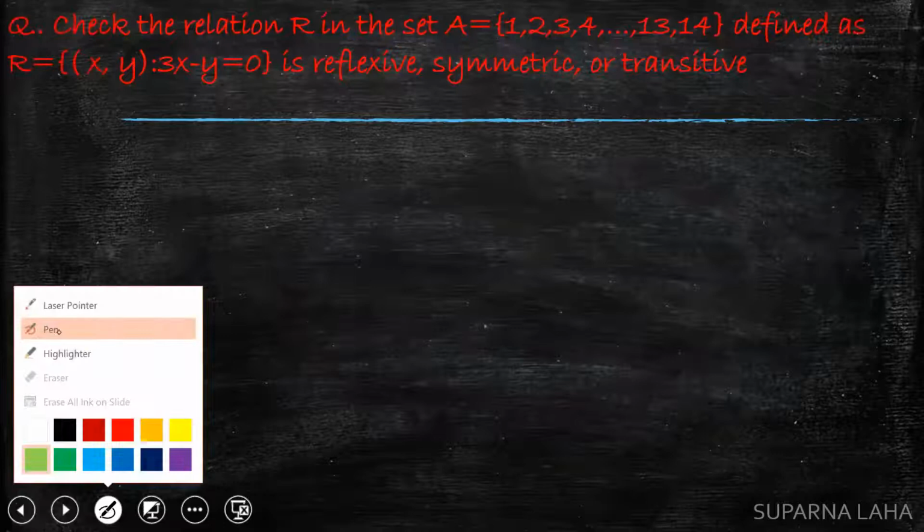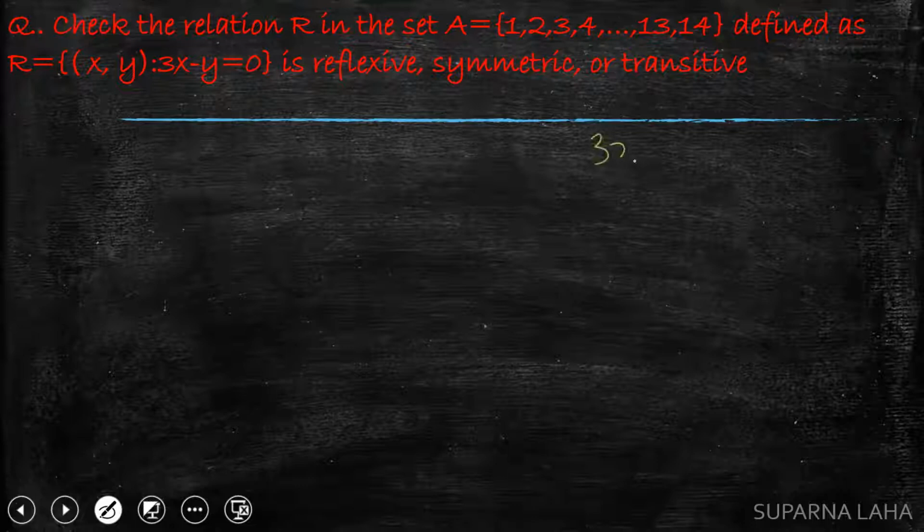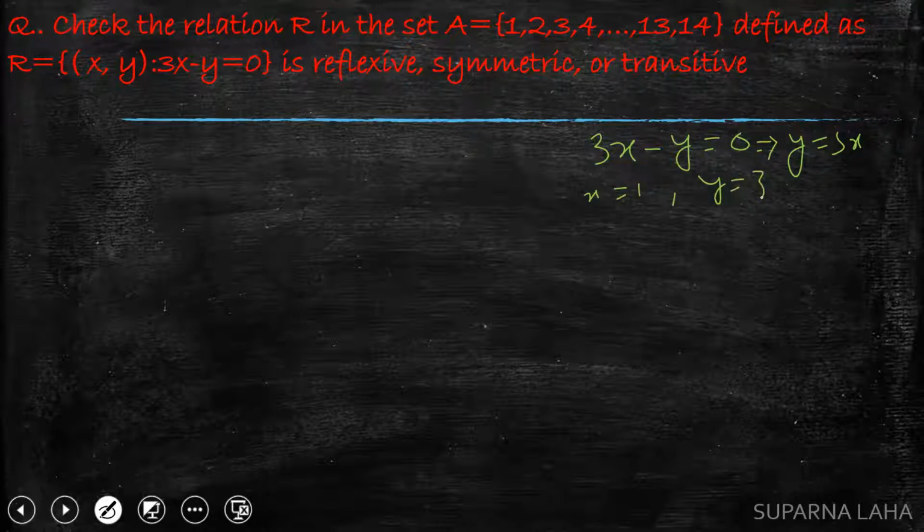So the first problem is a relation defined in a set A, and this relation is 3x minus y is equal to 0. That means y is equal to 3x. Now if x is 1, y is 3. Now you can check for each and every element, this x comma x does not belong to the relation R. So the first property, reflexive property, does not satisfy.